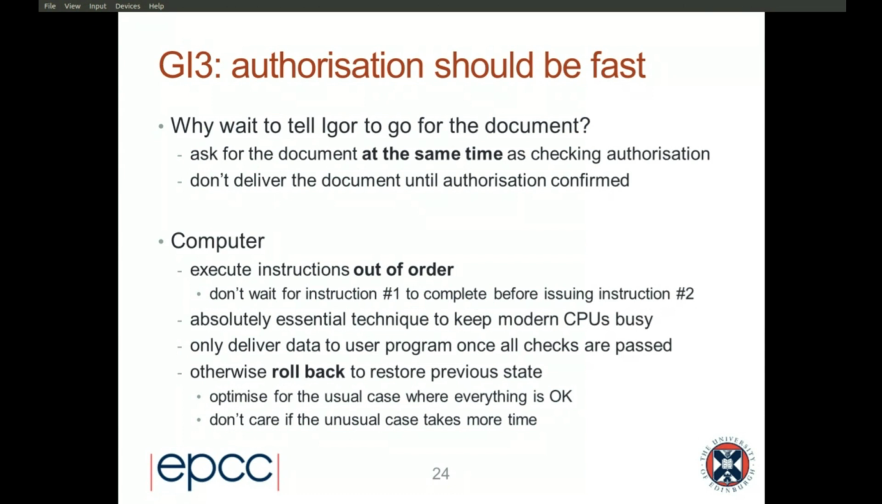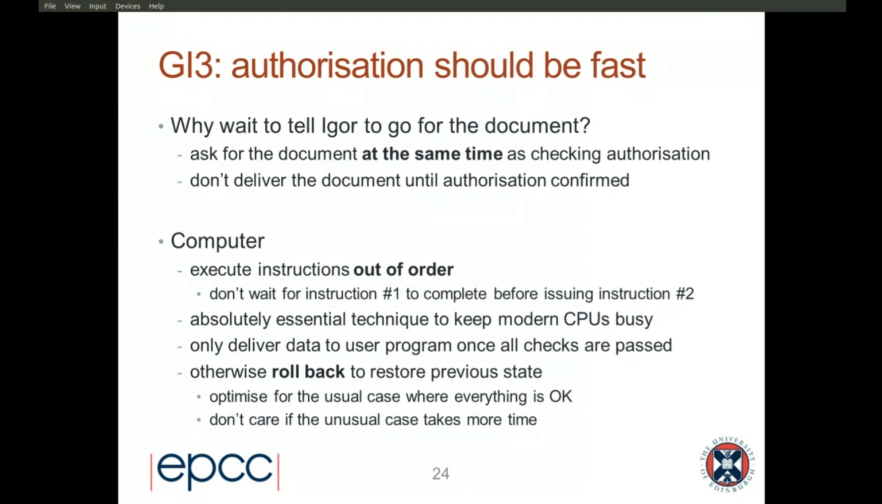So you only deliver the data to the user program once all checks are passed. And if the check isn't passed, you roll back. You say basically, okay, I'll optimize for the usual case where everything is okay. So normally we'll deliver the data to the user. But every now and again, if the user has made an illegal request, we'll just roll back and not show them the data. That might take a bit more time, but that's the unusual case. So we've optimized for the usual case where everything is okay.